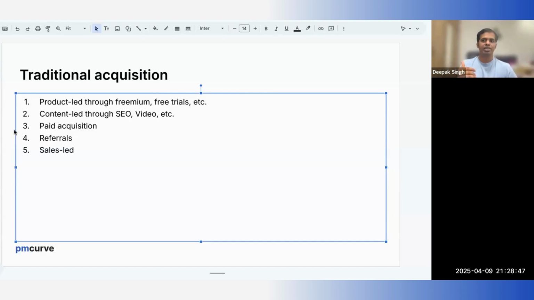Because to understand why the overall number is not moving, you have to start from the beginning, which is: who are the users who are coming to my platform? And then what are they doing? How are they getting activated? How are they getting retained? And how are they getting monetized?